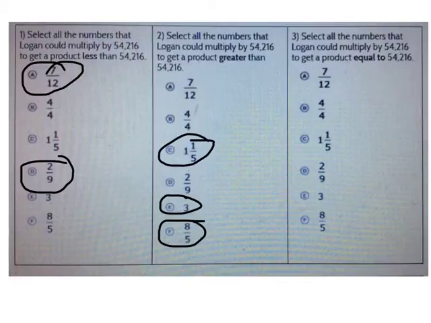Now look at number 3. Select all the numbers that Logan could multiply by 54,216 to get a product equal to 54,216. Which fractions are equal to 1? The correct answer is B, 4 over 4. It has the same numerator and denominator.